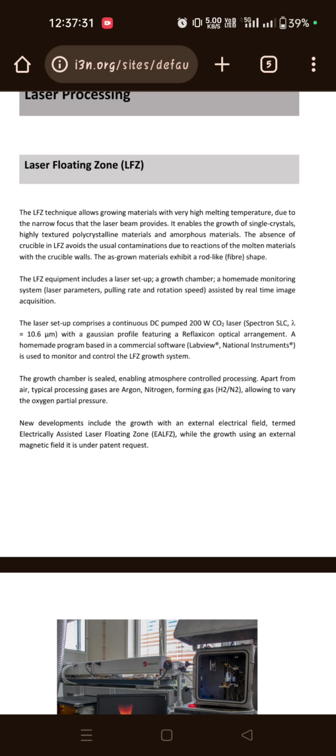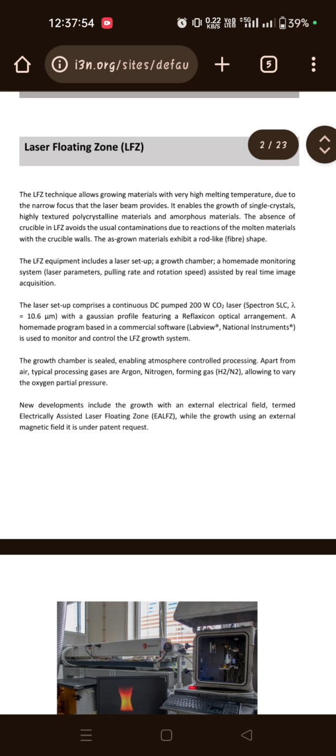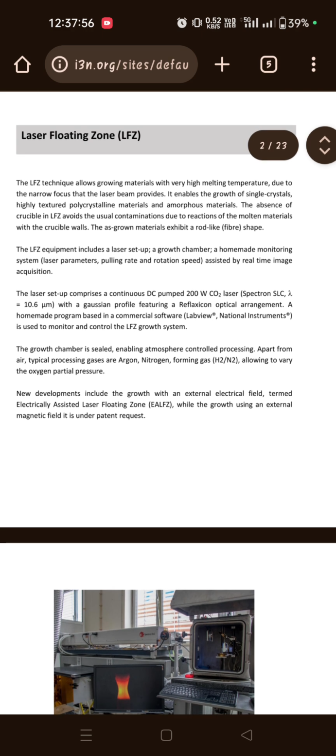It enables the growth of single crystalline materials. This method also works for polycrystalline materials and amorphous materials. For crystalline materials, we can use many other methods too. Amorphous materials have an irregular shape. So for that irregular shape and for polycrystalline material, we can use the laser chemical vapor deposition method.